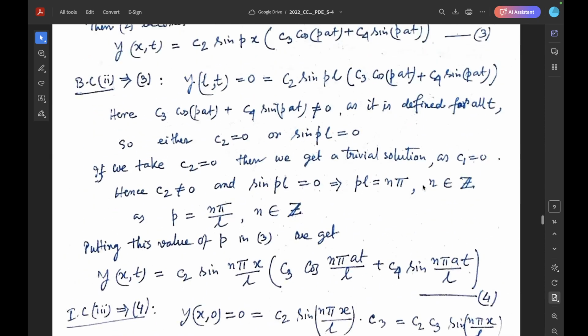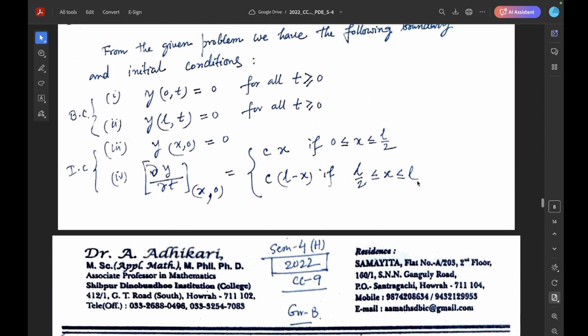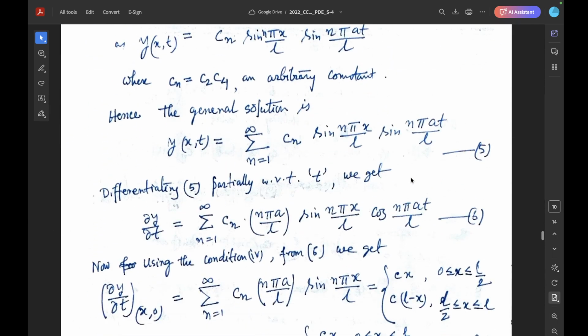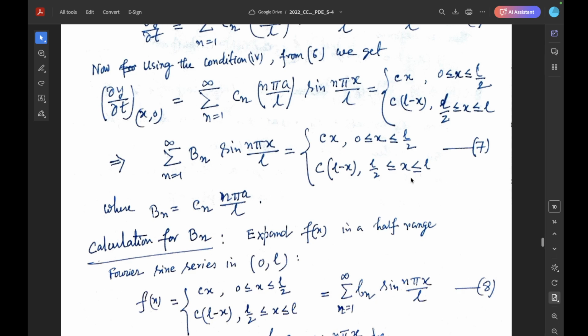Using the last initial condition 4, ∂y/∂t at t equal to 0 is cx if 0 ≤ x ≤ L/2, and c(L − x) if L/2 ≤ x ≤ L. So this summation equals this by the given condition. We call Cn nπa/L as bn, so summation bn sin(nπx/L) equals this.